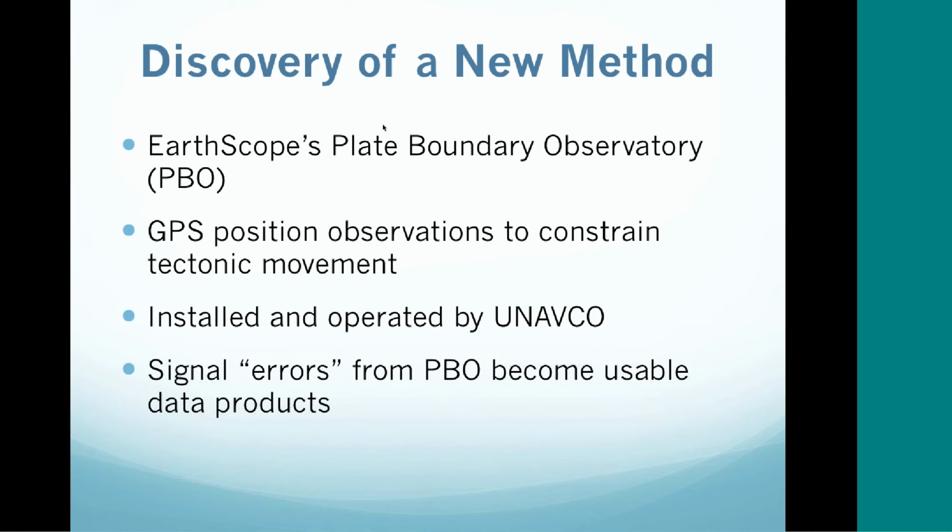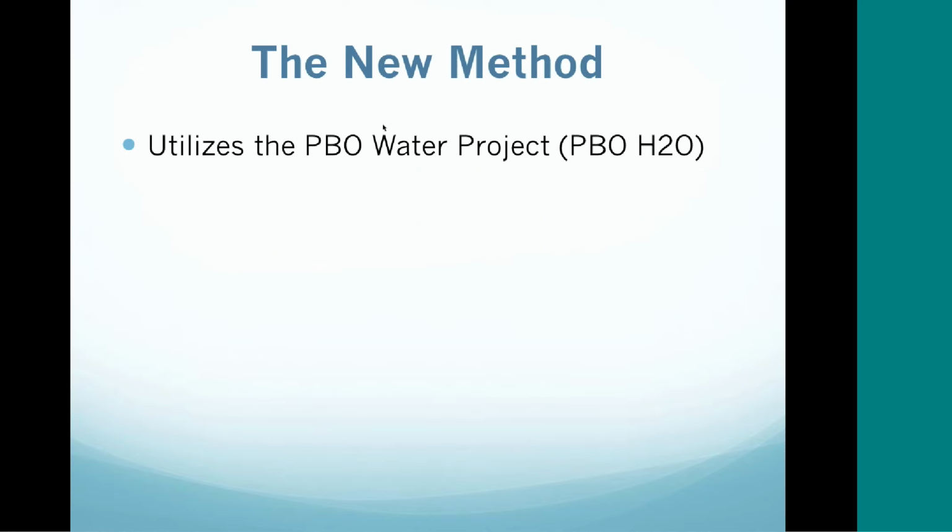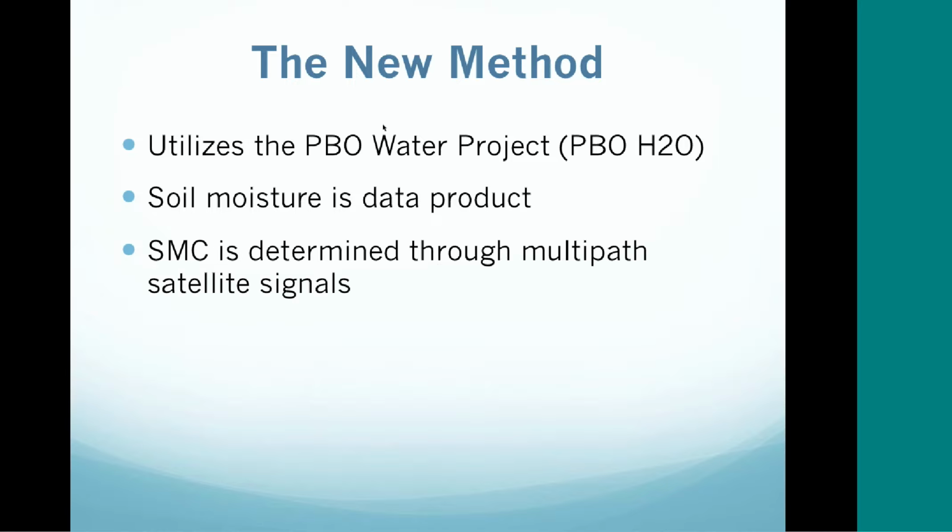PBO also has these errors, and from these errors, we're able to get usable data products. And as my writing mentor said, one man's error or woman's error becomes another man or woman's data. So the new method utilizes the PBO Water Project, or just PBO H2O. And the soil moisture is the data product of this PBO H2O. And soil moisture content is determined through multipath satellite signals, which I will be explaining later on.